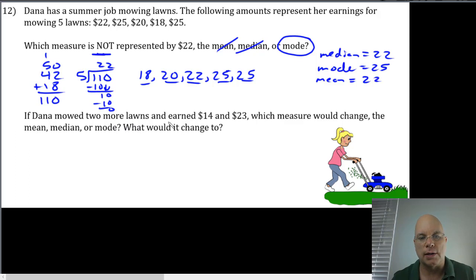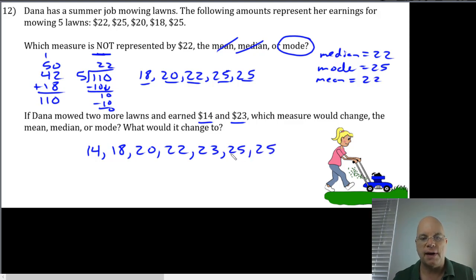If Dana mowed 2 more lawns and earned $14 and $23, which measure would change, the mean, median, or mode, and what would it change to? So I have the original data set, but now I'm going to add 2 more values. 14 is less than any of these, so I'm going to start with 14, 18, 20, 22, and this is where I'm going to put my 23 after the 22, 25, 25. The 25s are still the only number that occur more than once, so the mode is still 25, so the mode didn't change.